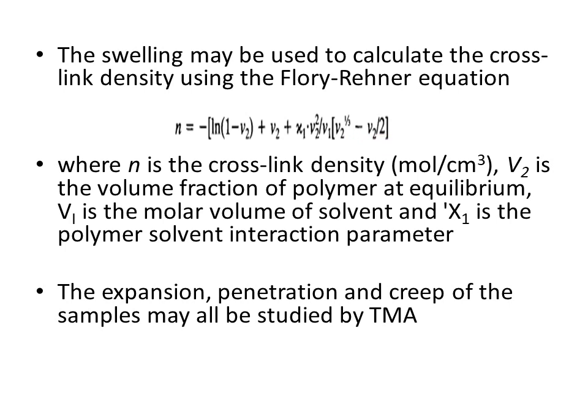And what are the parameters inside? The small n is the cross-linking density, which is calculated in moles per cm cubed, while v2 is the volume fraction of polymer at equilibrium. v1 in the equation represents the molar volume of solvent, and x1 is the polymer-solvent interaction parameter. The other factors which can be calculated using TMA are the expansion, the penetration, and the creep of the sample. So all of these properties can be well studied using TMA.